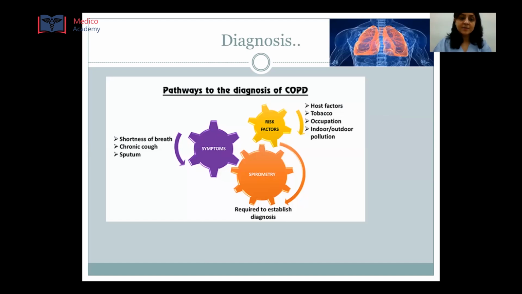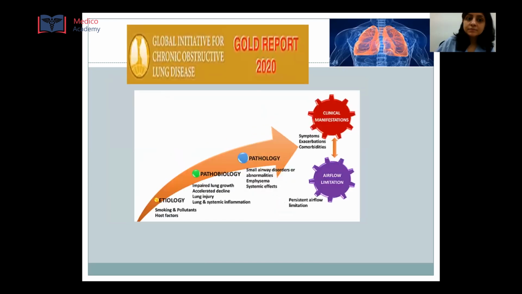Patient complaining of the three symptoms which I talked about: shortness of breath, chronic cough, and sputum. This, when we combine with the risk factors, the host-related factors, tobacco, occupational, indoor-outdoor pollution, and when we take these two together and do a spirometry for our confirmation, where we get an FEV1 to FVC ratio less than 0.7 post-bronchodilator therapy, very important, we come to the diagnosis of our COPD.